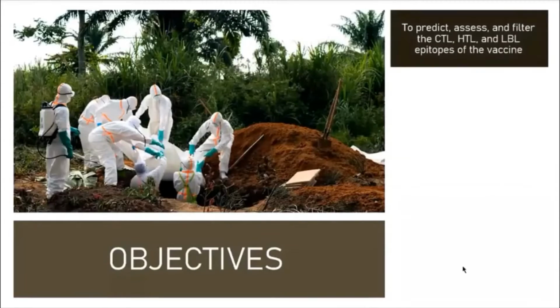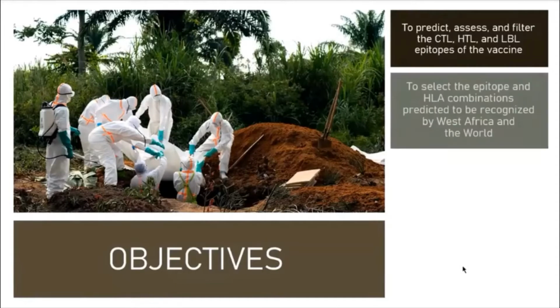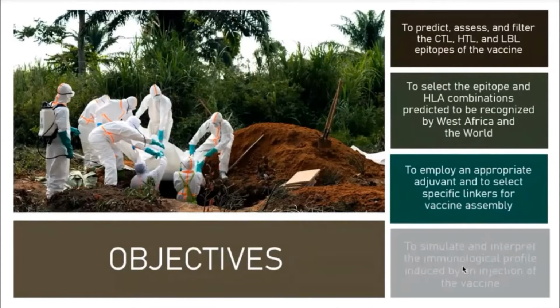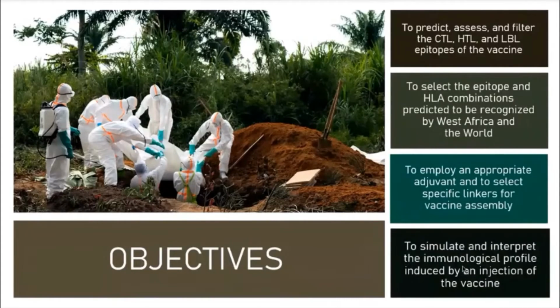So the objectives are as follows. To predict, assess, and filter the CTL, HTL, and LBL epitopes of the vaccine; to select the epitopes and HLA combinations predicted to be recognized by West Africa and the world; to employ an appropriate adjuvant and select specific linkers for vaccine assembly; and to simulate and interpret the immunological profile induced by an injection of the vaccine.